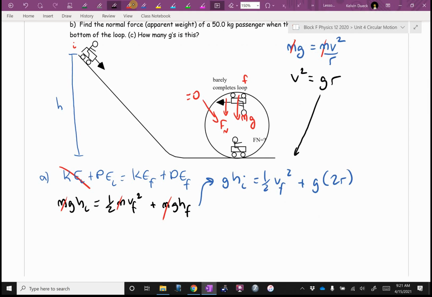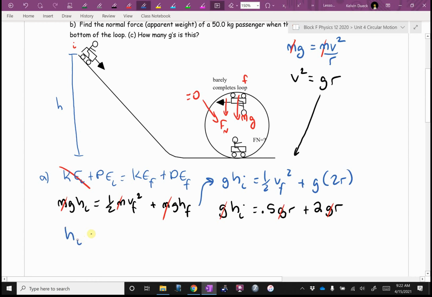Here's what I'm going to get. g h initial equals 0.5 g plus 2 g. Oh. What? What? So what does that mean? That means that this roller coaster would work on Mars's gravity or on the moon's gravity. This hill would still get you through the loop. Your speeds would be different. You'd be traveling way slower on the moon because there's a smaller acceleration, but you would still make it through the loop.